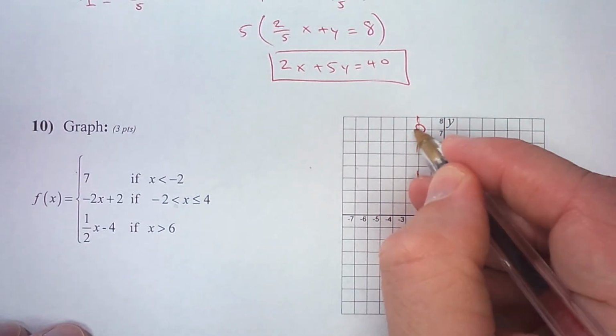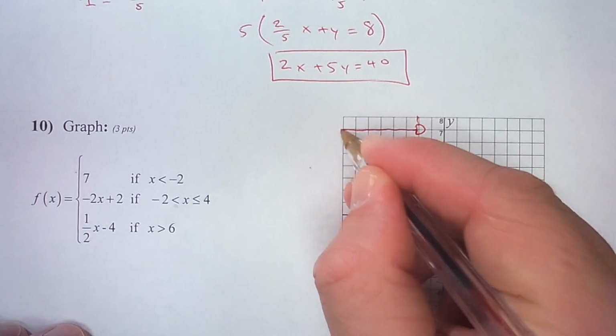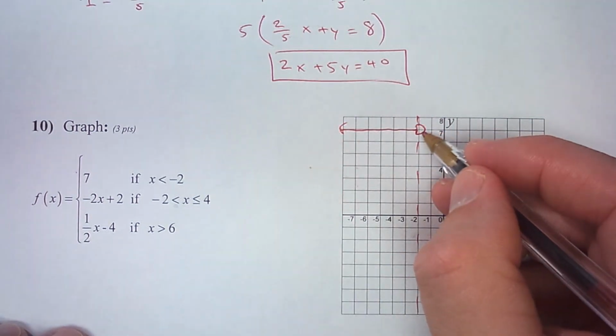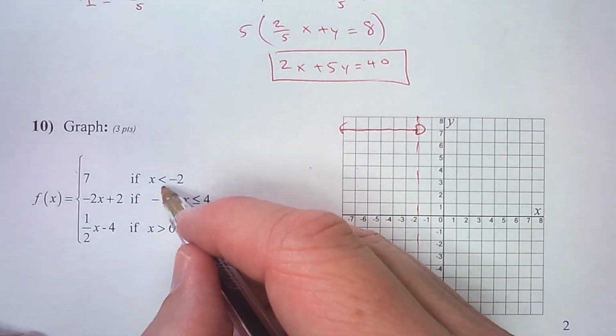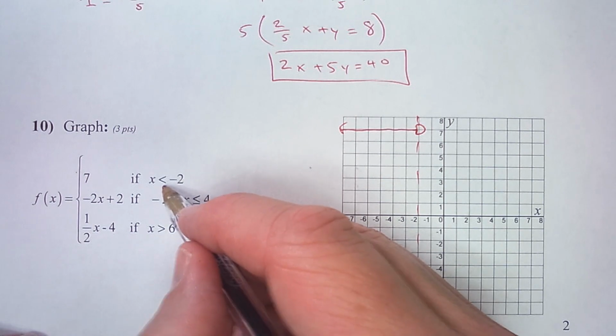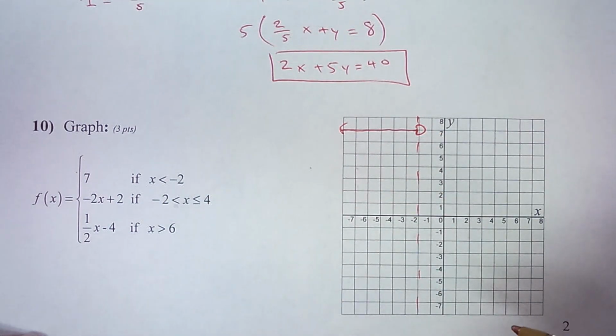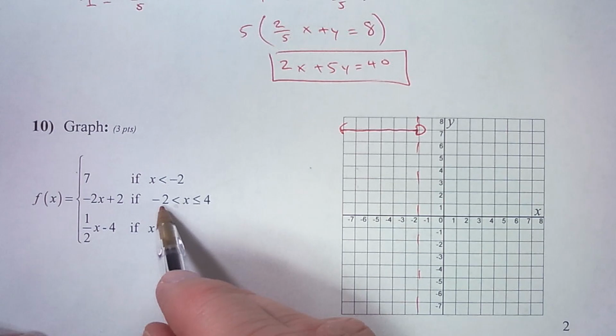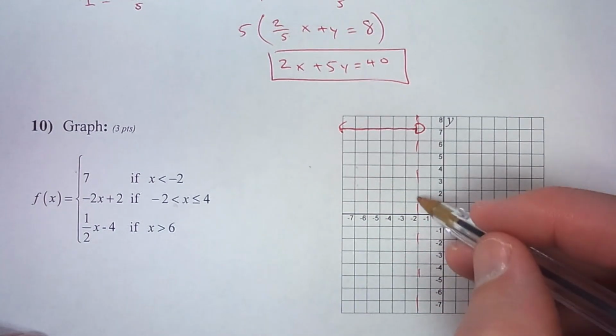So it looks like this, and then I need to decide if I'm going to leave this open or if I'm going to fill it in. It is not less than or equal to, just less than, so I will leave it open. The next line graphs between negative 2 and 4.